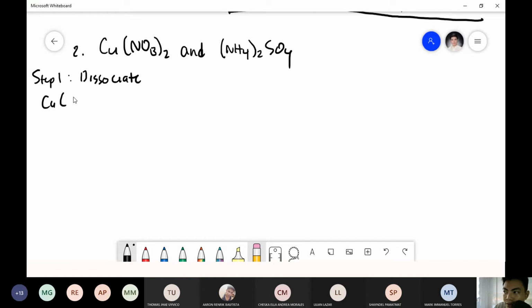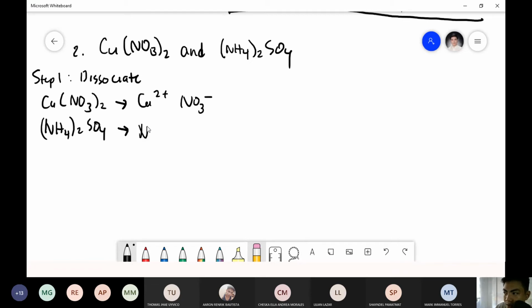So by now you should know how to dissociate na, no? That is just reverse crisscross. And na-discuss na natin yan last time. Okay, so reverse crisscross, copper 2 plus, NO3 minus. Crisscross, this will be ammonium ion and sulfate ion. Step 2, ano gagawin? Swap partners.